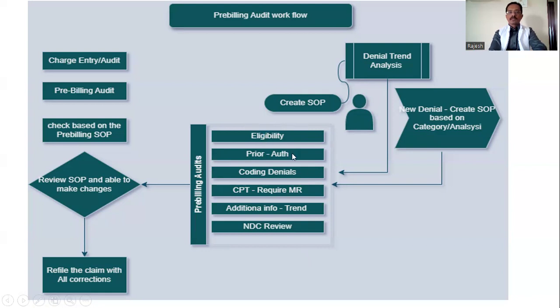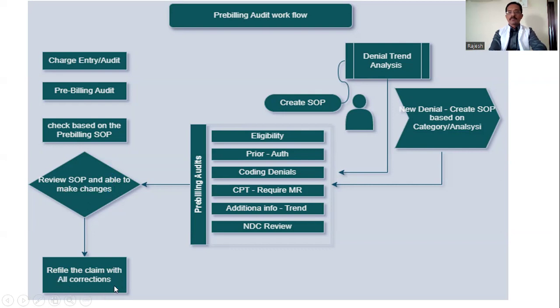Once the SOP is created, see what we need to do. First, we give a pre-billing audit check based on the SOPs you created from your denials. Give it to the billing team and ask them to do the pre-billing audit. They review the SOP and are able to make changes. Then refile your corrected claim, right?